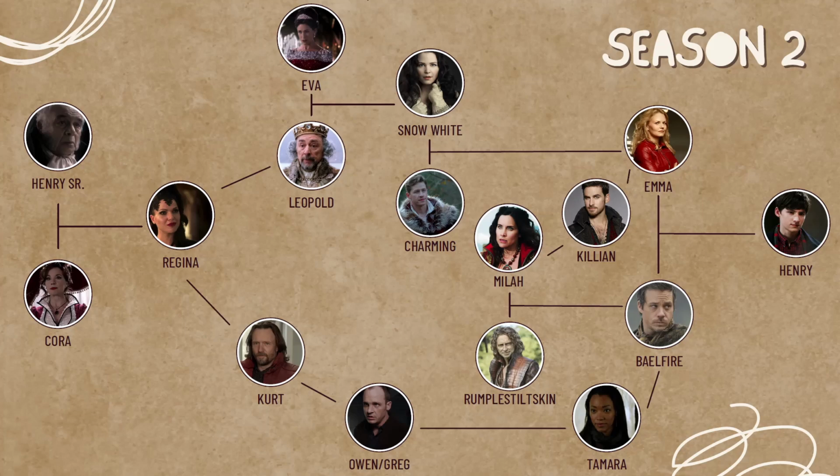However, as more characters are introduced, new cycles emerge. We learn that Belfire is actually Henry's father, and Belfire's mother had been in a relationship with Captain Hook, who is now dating Emma. Meanwhile, Belfire is in a relationship with Tamara, who is secretly involved with Owen, who's also known as Greg, whose father was romantically linked with Regina. So by the end of season 2, we encounter 2 distinct cycles.